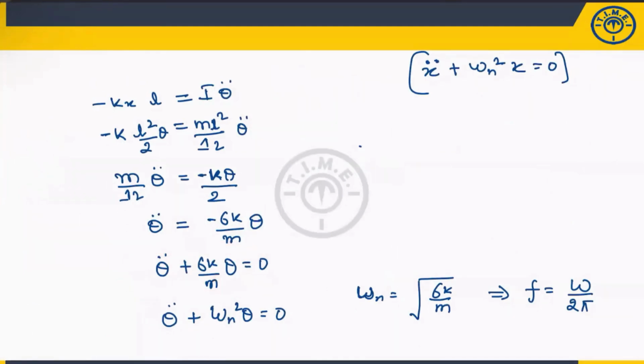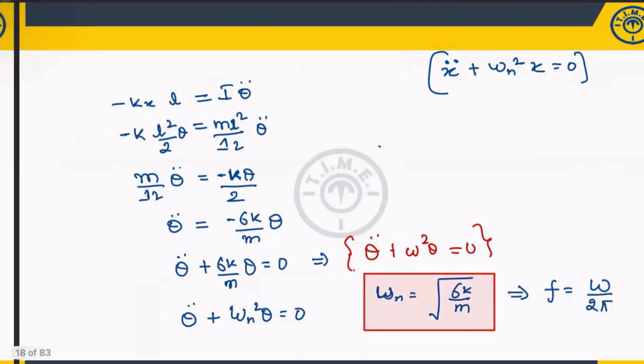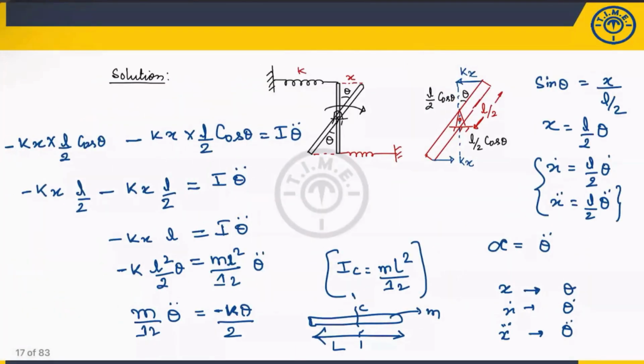Compare with the equation of SHM, omega square into theta equal to 0. So you know that whatever the coefficient is there, that is equal to omega square, then you will get the value of natural frequency. And this is a beautiful problem which I have discussed now.